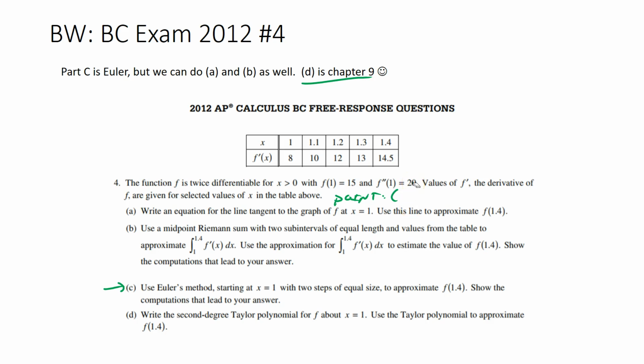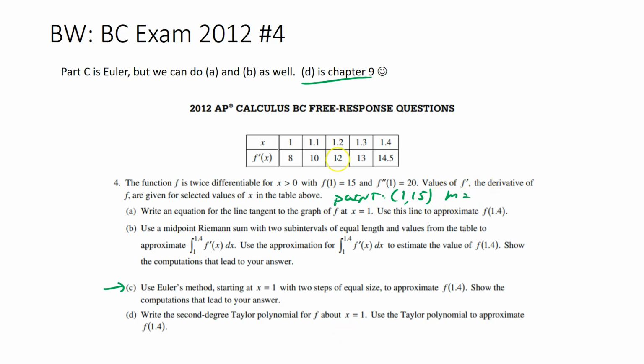So let's see what they tell us in the top here, the part that you guys never read, right, that you should. Okay, function f is twice differentiable. f of 1 is 15. Oh, there we go, 15. Okay, they tell us f double prime of 1 is 20, so it's concave up at 1. They don't say it's concave up the entire time. It probably is between 1 and 1.4. The concavity probably doesn't change, but it might. Okay, so now we need a slope.